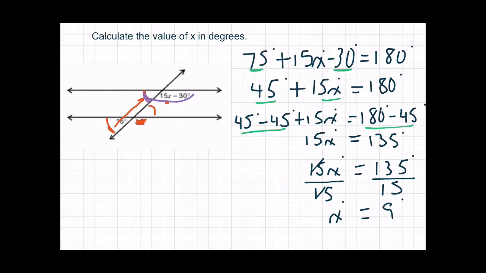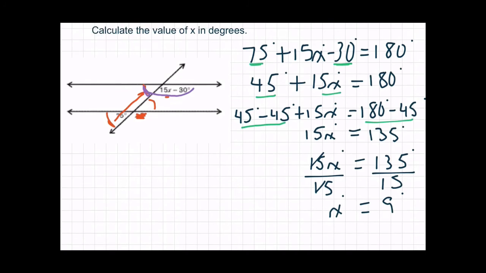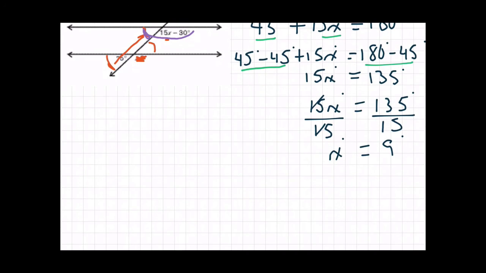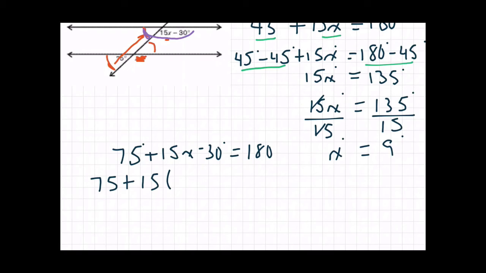Now, just to kind of double check, I can look back to the x there and try and figure out if this works. So I said that my original formula was 75 degrees plus 15x minus 30 degrees equals 180 degrees. If I insert 9 for the x, right here, I should have a balanced equation.